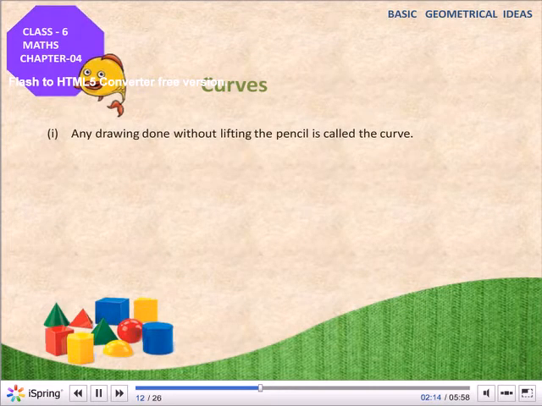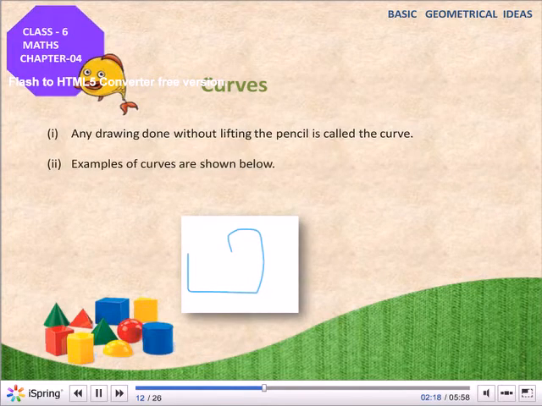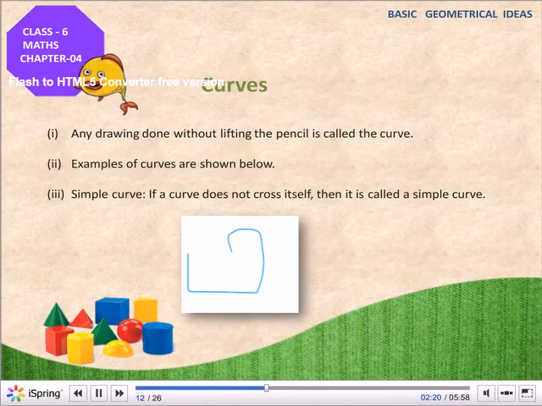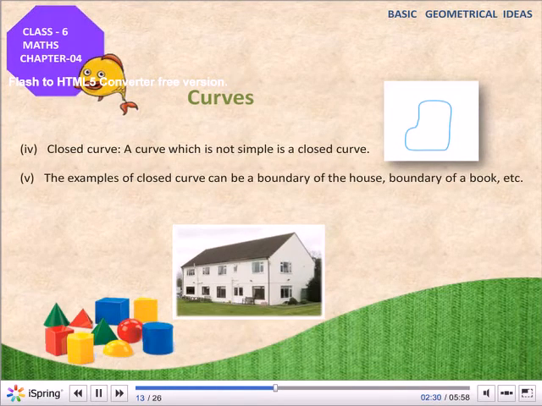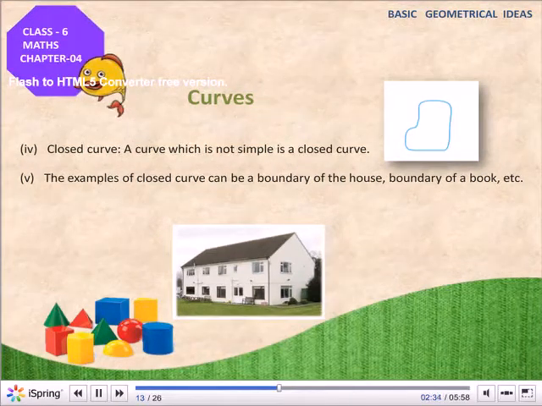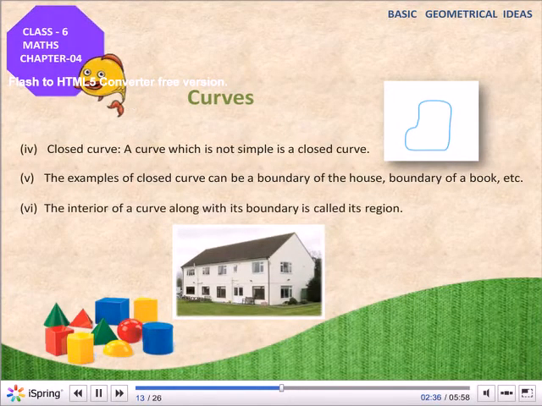Curves. Any drawing done without lifting the pencil is called the curve. Examples of curves are shown below. Simple curve. If a curve does not cross itself, then it is called a simple curve. Closed curve. A curve which is not simple is a closed curve. The examples of closed curve can be a boundary of the house, boundary of a book, etc. The interior of a curve along with its boundary is called its region.